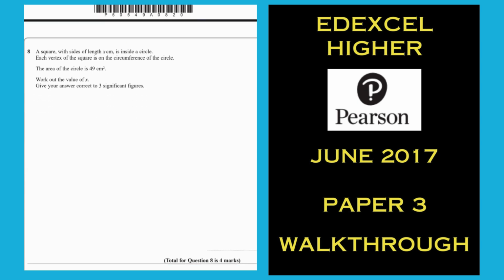Number 8, I drew a diagram for this. It's one of those, if you can picture it, great. If you can't, and don't draw an accurate diagram, no one cares. Who cares? I've just messed that up. No one cares. So area of the circle. Now, area of the circle is pi r squared. So in other words, the radius of the circle is 49 divided by pi, the whole lot, square rooted. I got 3.949 and so on. Now, it says work out the value of x, the side length of the square.